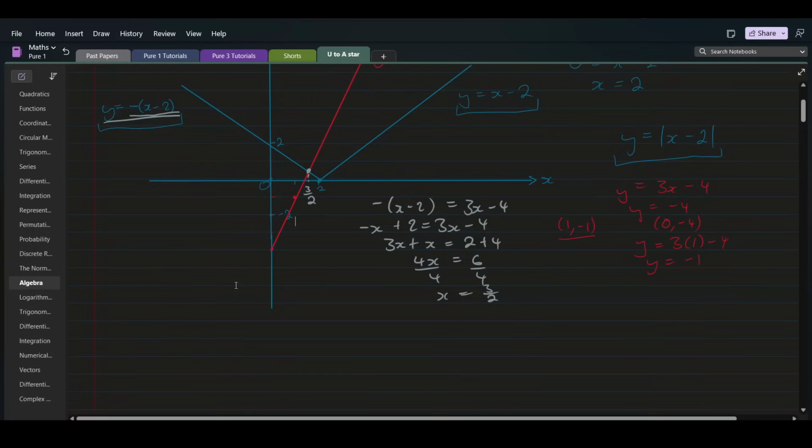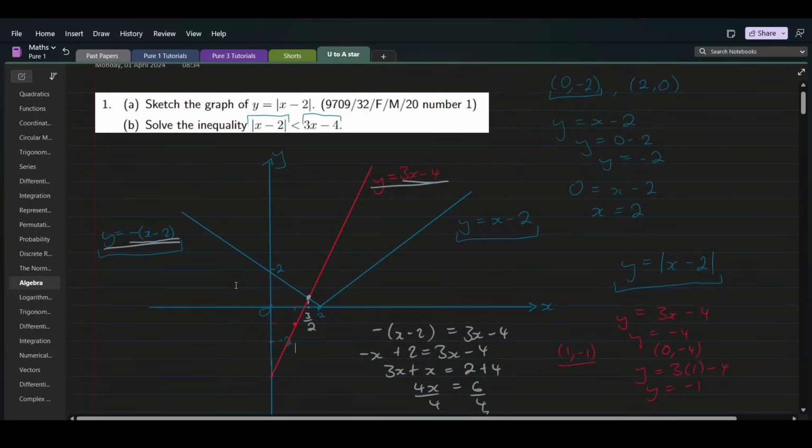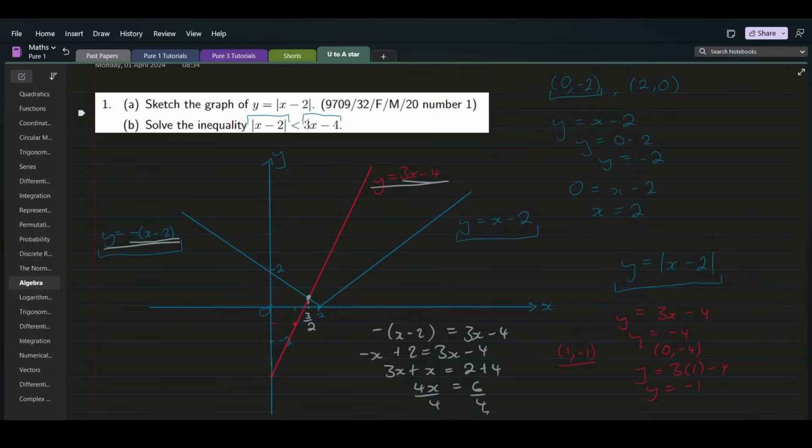So now that we have the point of intersection, we now have to find the region that they are looking for, or the region that is satisfied by our inequality. So it's saying the modulus graph is less than the line. That means we want the region where the modulus graph is below the line. So this less than sign is telling us below the line. So let's look either side of the point 3 over 2.